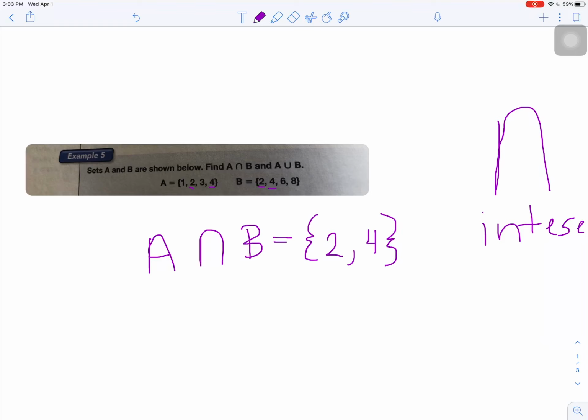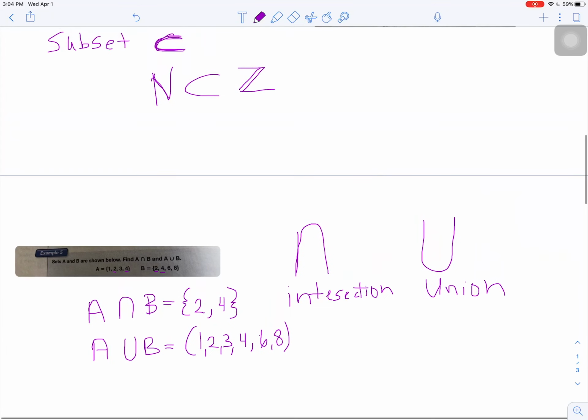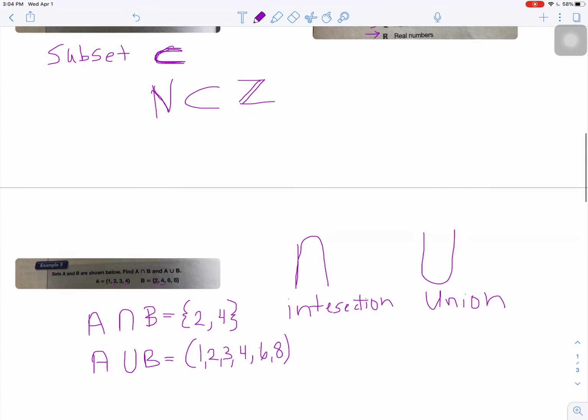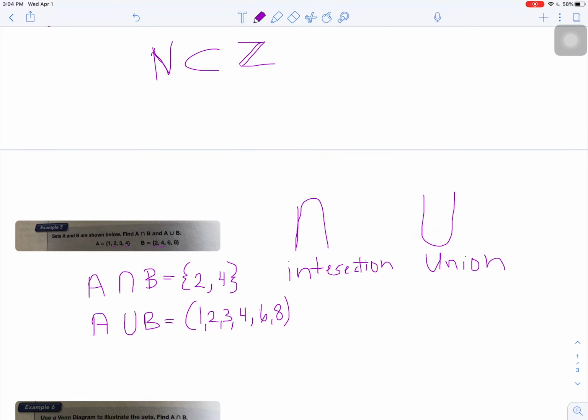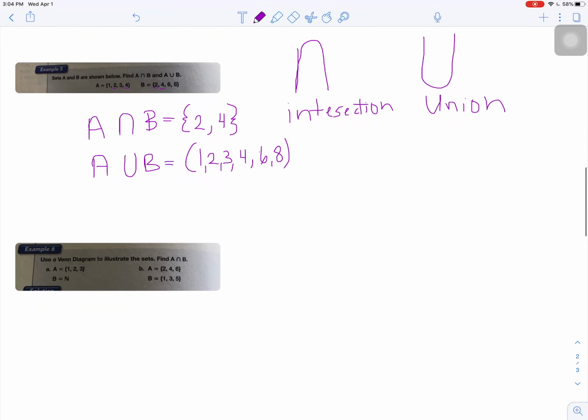All right, now what's the union of them? What is it all together? That's when you put them all together. So A union B equals, well, what do we get? We get 1, 2, 3, 4, 6, and 8. That's the union. When you put them all together, that's what you have. So we've learned a bunch of different terms. We've learned subset, which is a sideways U, intersection, which is an upside down U, and union, which is just a regular U. So U for union.